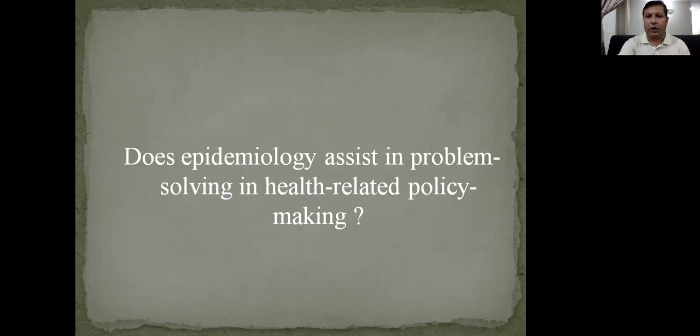Does epidemiology assist in problem solving in health related policy and medicine? We studied that we are going to study in detail a disease which is occurring in our region, in a specific population, in a specific time. After getting our descriptive and analytical results, we learn that in this region, in this population, in this time, this disease is occurring, and these are its causative agents. From epidemiology we get such results, and these will be helpful for the authorities to take steps, to make major decisions and policy. It will work or not.